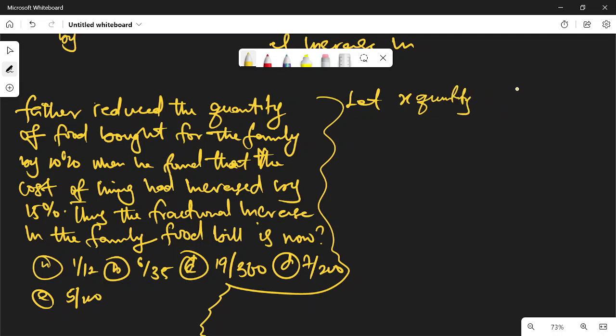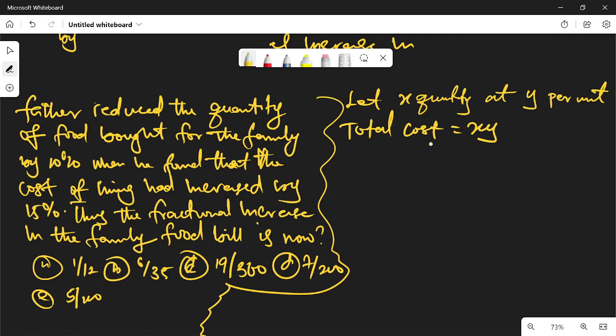Are you getting this now? At Y per unit. That is, let's say the man is buying 20 oranges and they are selling each orange at, let's say, 20 naira each. You know, that will be 20 times 20, isn't it? So the total cost for the man to buy food for the family is going to be XY. Abi?